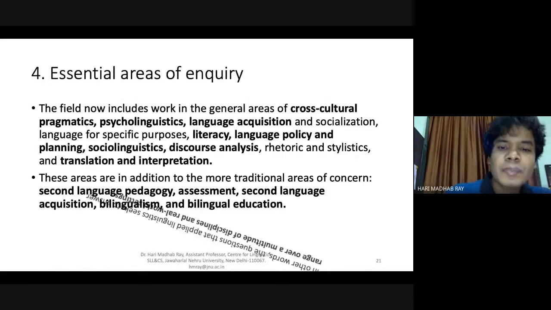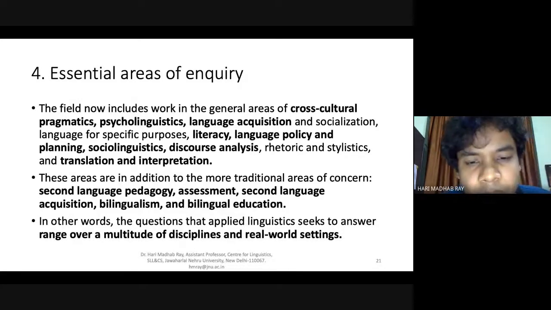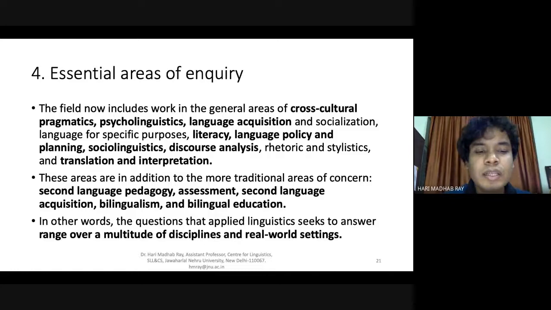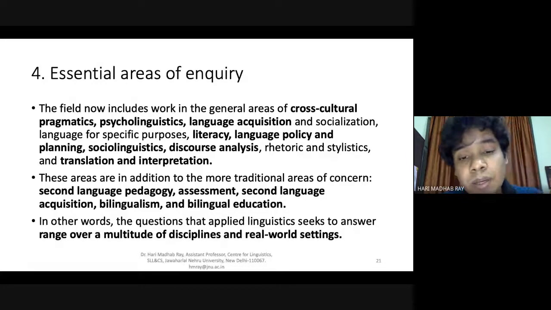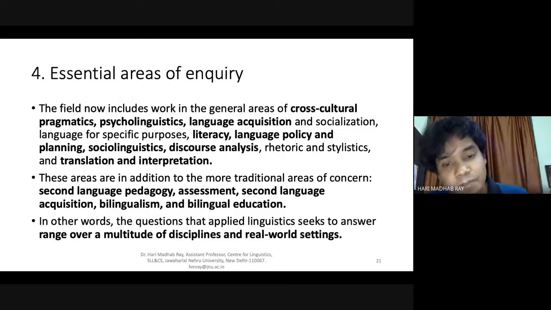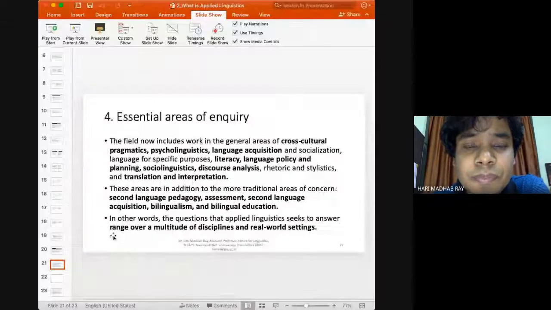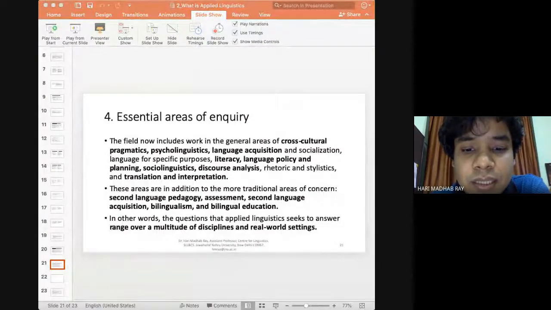So there are many essential areas of inquiry in applied linguistics. I'm just mentioning some of the things. In other words, the questions that applied linguistics seeks to answer range over a multitude of disciplines and real world settings. As I already mentioned, it is a cross-discipline subject with real world settings. So these are some of the essential areas of inquiry.